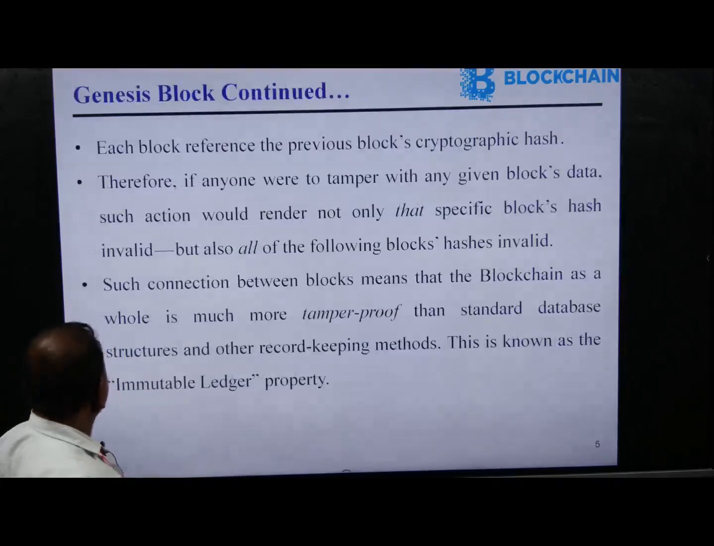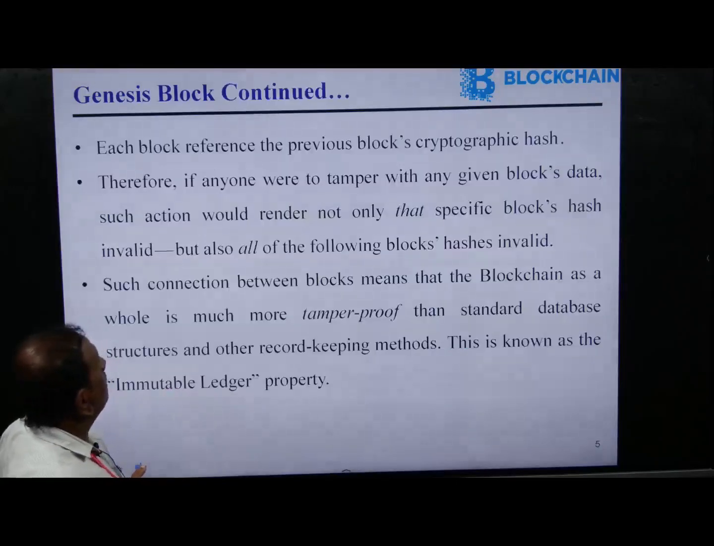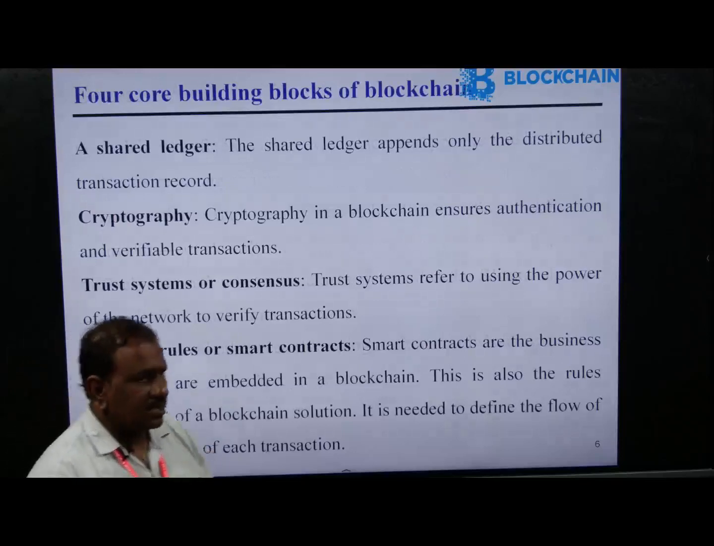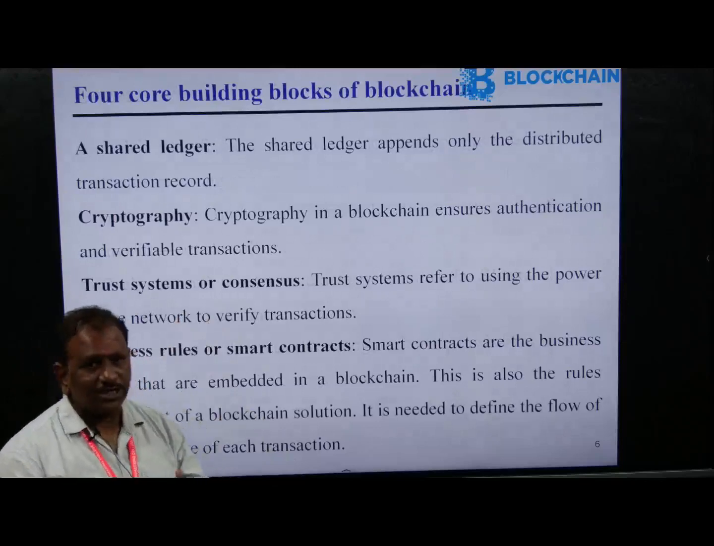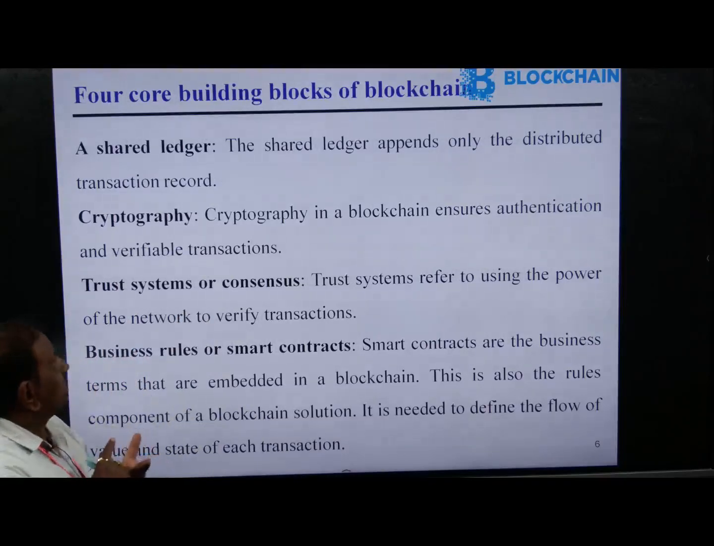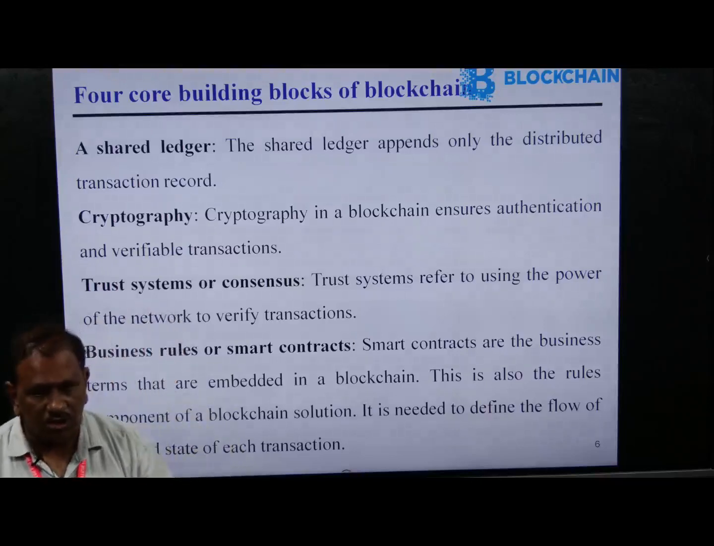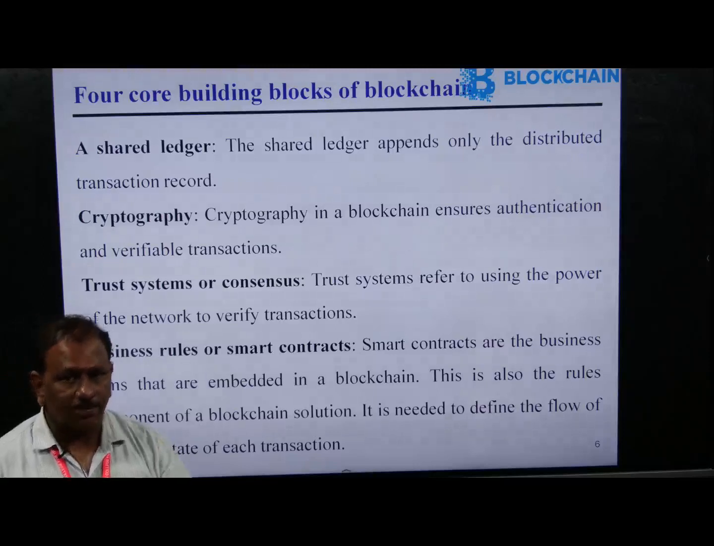To understand blockchain, we have to understand these four terms. One is the shared ledger, the second is cryptography, the third is trust systems, and then business rules and smart contracts. These four terms we have to understand to know about blockchain.